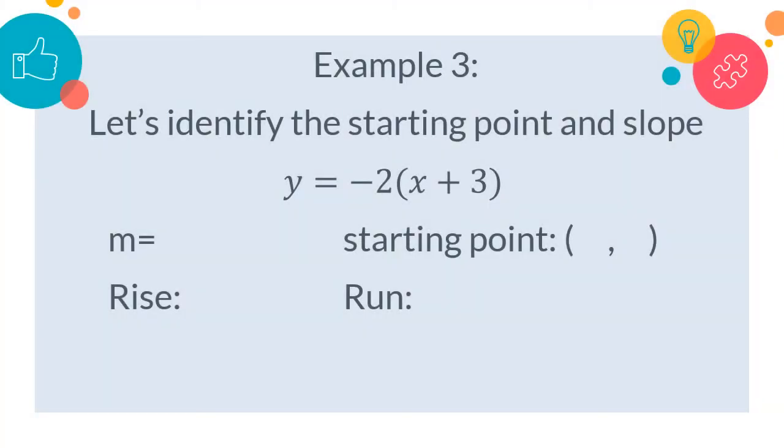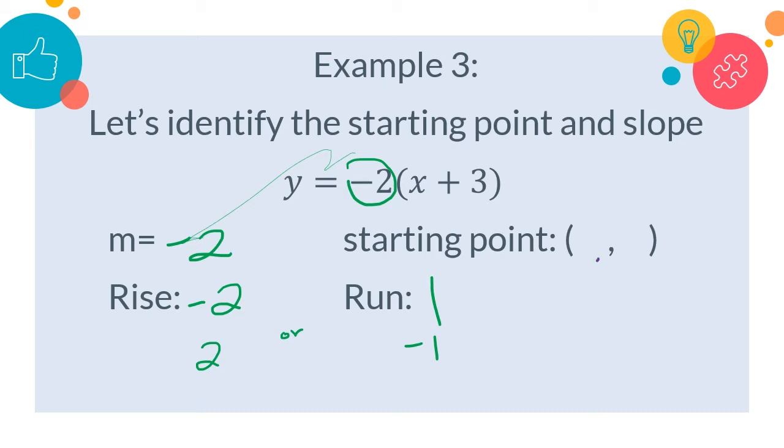Let's take a look at another one. Green, good to go. My slope is between my equals and my x. It is a negative 2. Therefore, my rise is negative 2. My run is 1. Or you could say positive 2 and negative 1. That's okay as well. Only one of the numbers needs the negative sign.